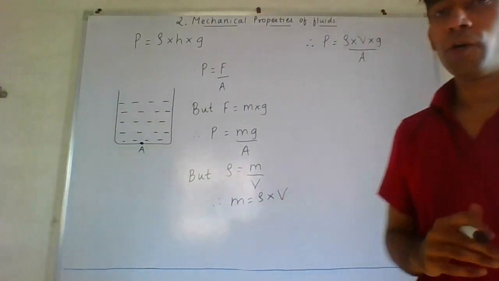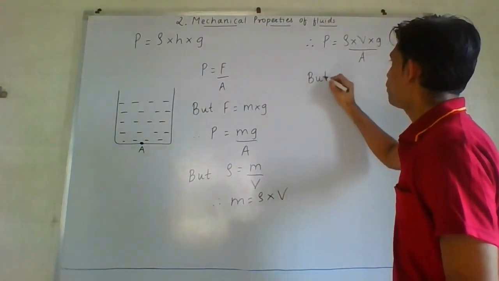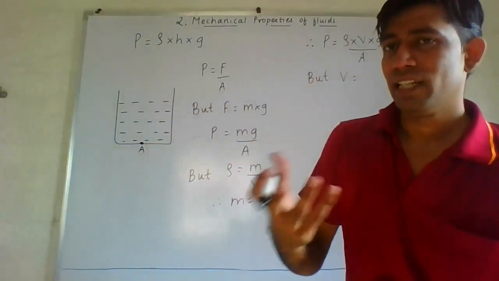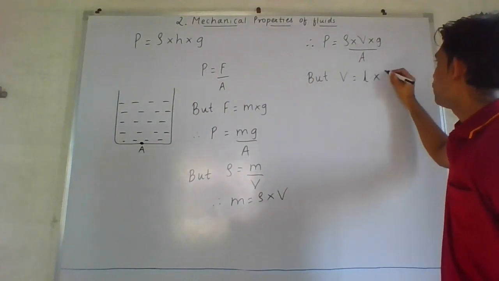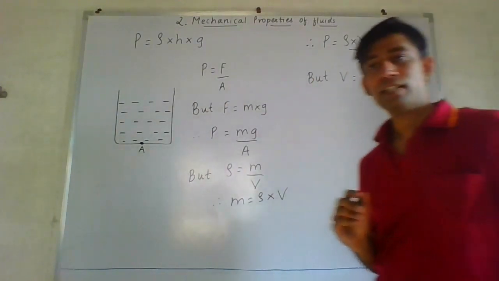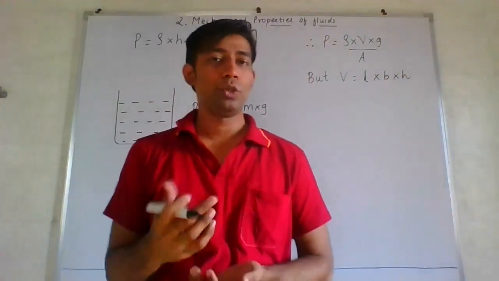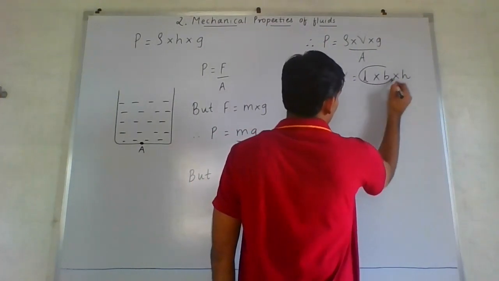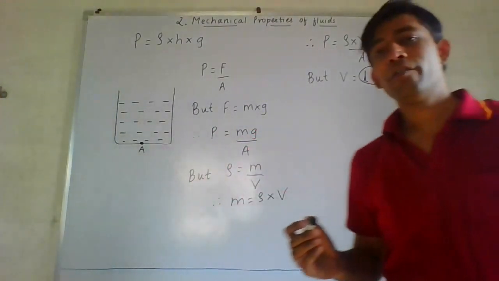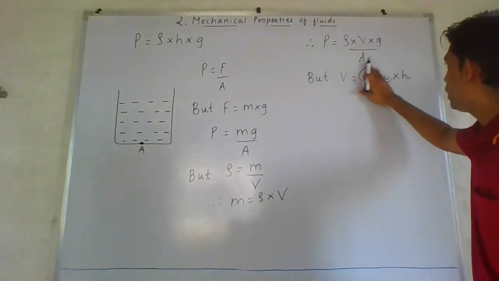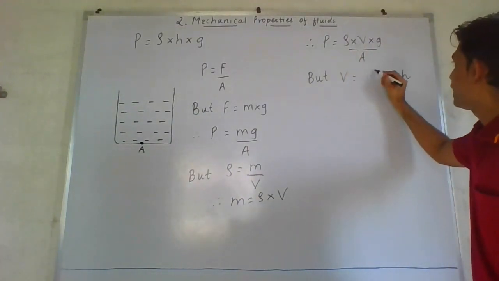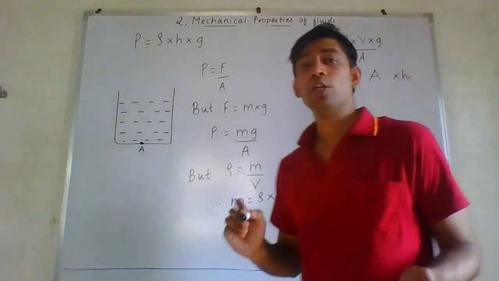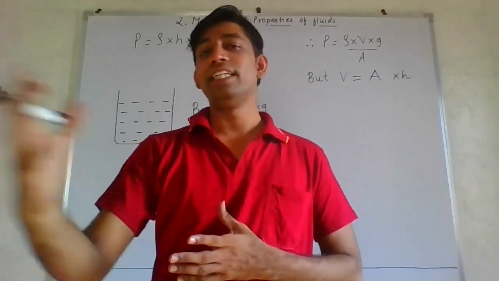Okay, now let's talk about volume. We know the formula for volume. We can write length into breadth into height for, let's say, a cube. Clear? Area formula, you know, it will be length into breadth. So instead of length into breadth, I can always substitute area. So that is what I'm going to do. So finally we understand that volume can also be written as area into height.